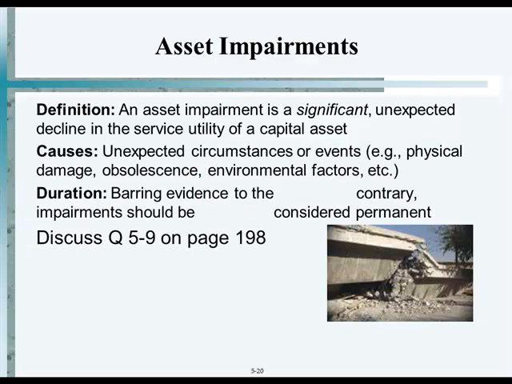And I want you to just, for a moment, look at the definition. Impairment occurs if there is a significant unexpected decline in the utility of that capital asset. So the question is, one, it has to be significant. Two, it has to be unexpected. And three, it has to be permanent. Okay? Significant, unexpected, and permanent. You know what this is? It's a fancy term for writing down an asset.